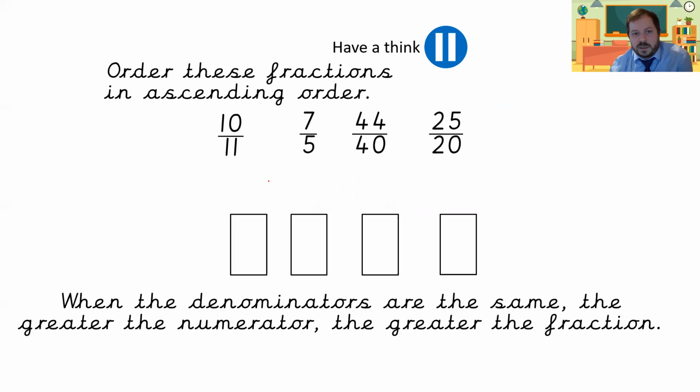So have a think about this one. Order these fractions in ascending order. When the denominator is the same, the greater the numerator, the greater the fraction. That gives you a hint at what you're looking for, the denominators being the same. Have a look, see what you can do. Pause now.